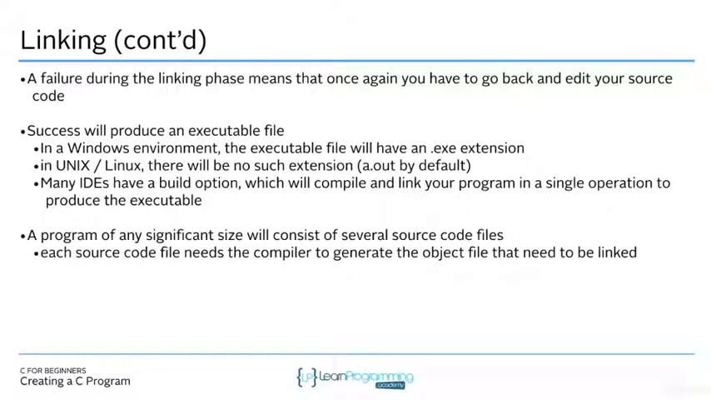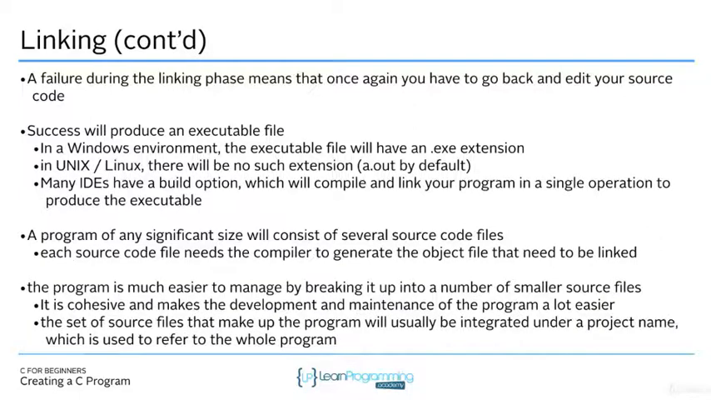A program of any significant size will consist of several source code files. I mentioned this earlier. Each source code file needs the compiler to generate the object file that needs to be linked. The program is much easier to manage by breaking it up into a number of smaller source files. You will want to use many source files, and you don't want a source file that contains 5,000 lines of code. That's not cohesive. That's not easy to manage. So you're going to create files that contain source code with a specific functionality. It makes it much easier to develop and much easier to debug, and is much more cohesive.